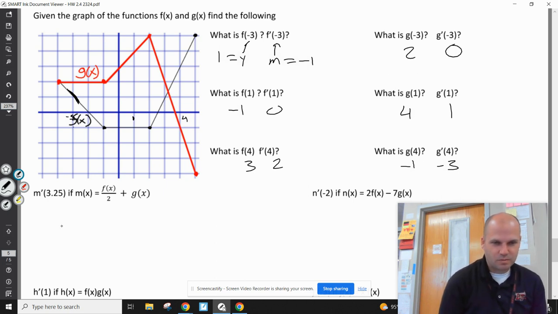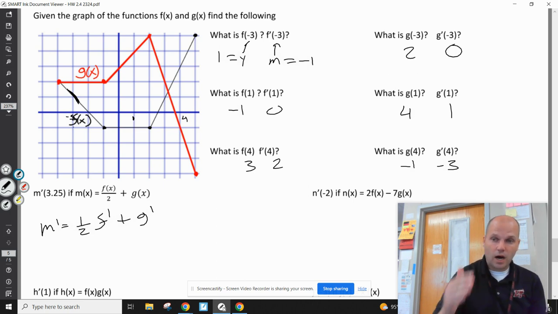3.25. Good question, Mr. Messer. Again, it's f divided by 2. You don't have to use the quotient rule. You could just write the 1/2 times f, and its slopes are 1/2 times f prime. The slopes of g are g prime. You want to use notation, use it. G prime of f of x. It's not a product.